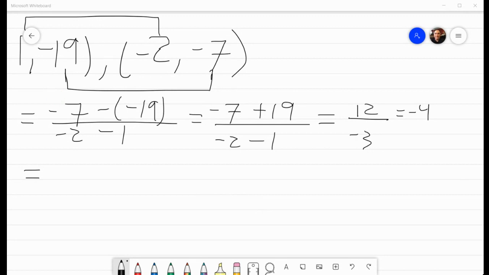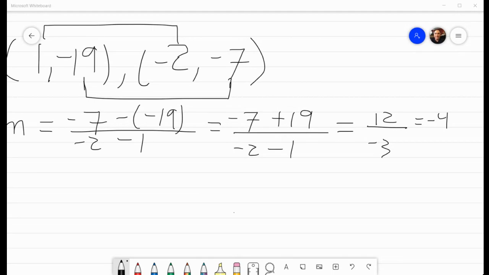And once you get the slope, you're basically set. You just have to write an equation of the line. So let's do that. For either point, you can use the point-slope form. That's what I'm going to do.